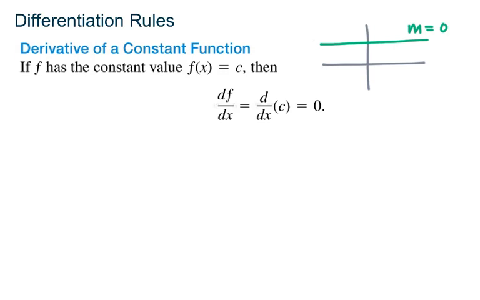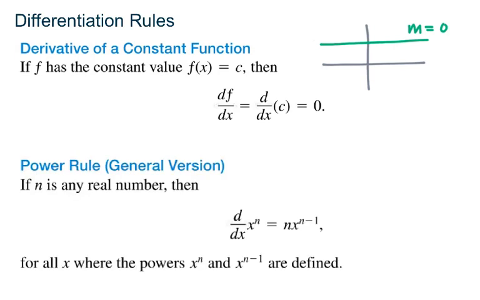So the derivative of f of x equals some number c. Looking at this, the derivative of f with respect to x of that constant function, or taking the derivative with respect to x of some constant value, is always going to equal 0. So this is a rule that we know and we keep and we use.